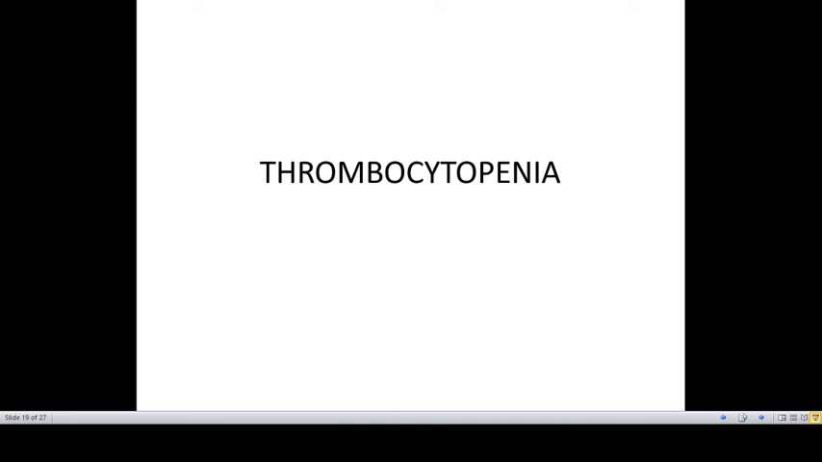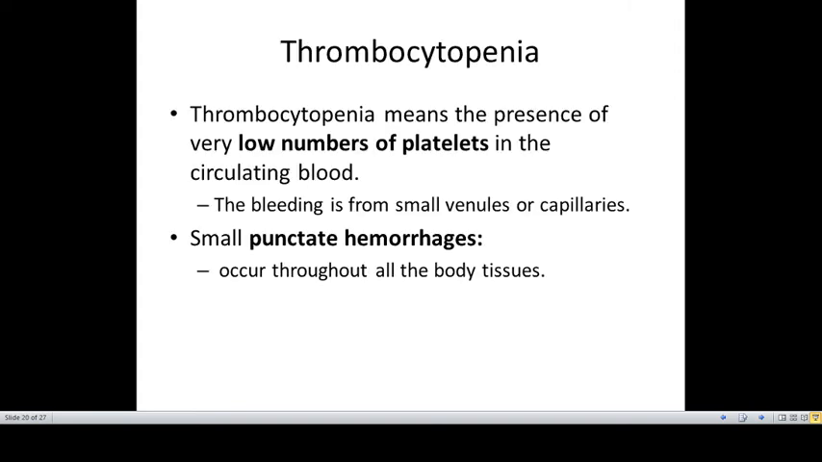Next we study thrombocytopenia. In contrast to hemophilia, which is a disease due to defect in the clotting mechanism, thrombocytopenia is a disease due to platelet abnormalities. Thrombocytopenia means the presence of very low number of platelets in the circulating blood.